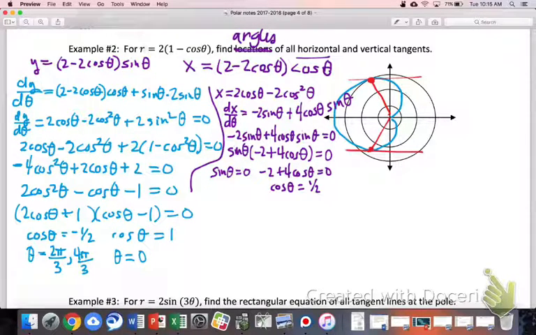So where is sine of theta 0? Zero and pi. Exactly right. So as predicted, we see this showing up, don't we? We see that theta equals 0 showing up for being zeros of both dx d theta and dy d theta. So perhaps that sharp point idea makes sense.